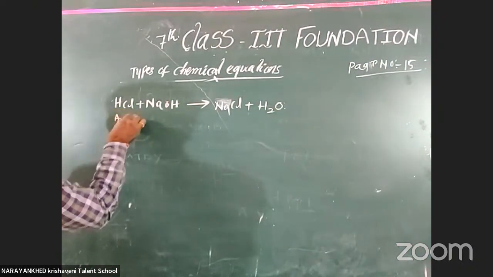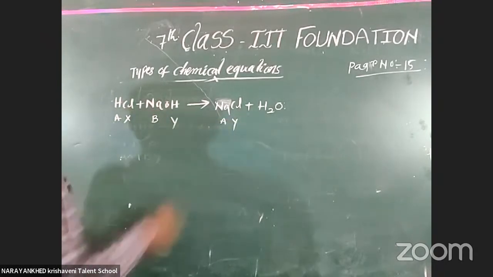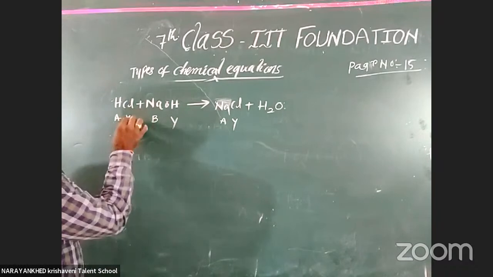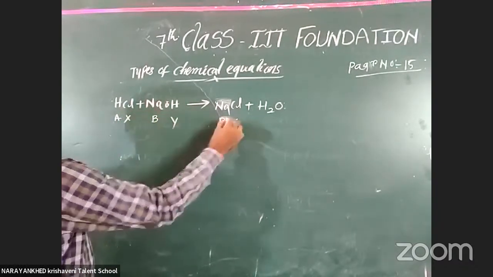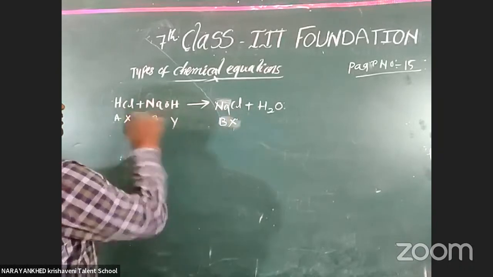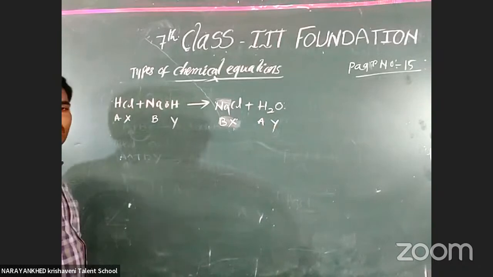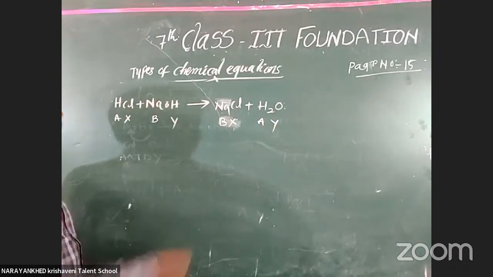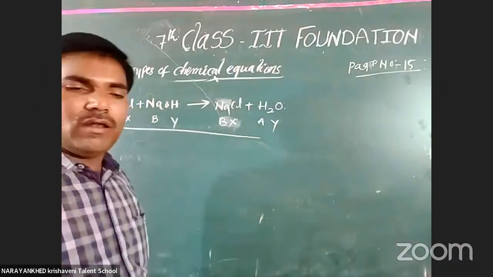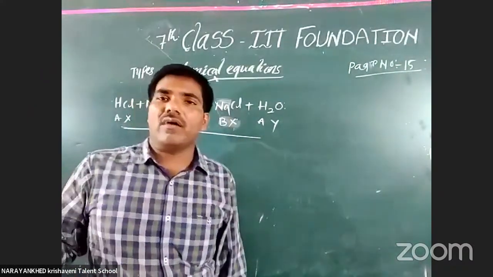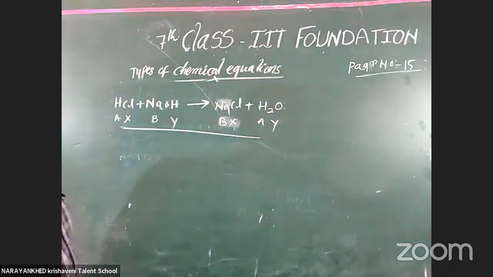Now what happened? This is A, this is X, this is B, this is Y. Now what will we get? AY. Okay, clear or not? Sorry, here B and X may be written first, and next A and Y. Clear or not, all the students? In this way, this is the third type, chemical double displacement or double decomposition. These are the examples.